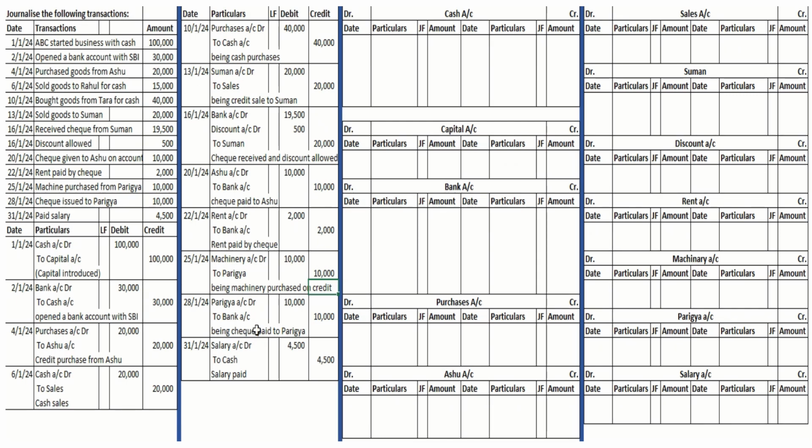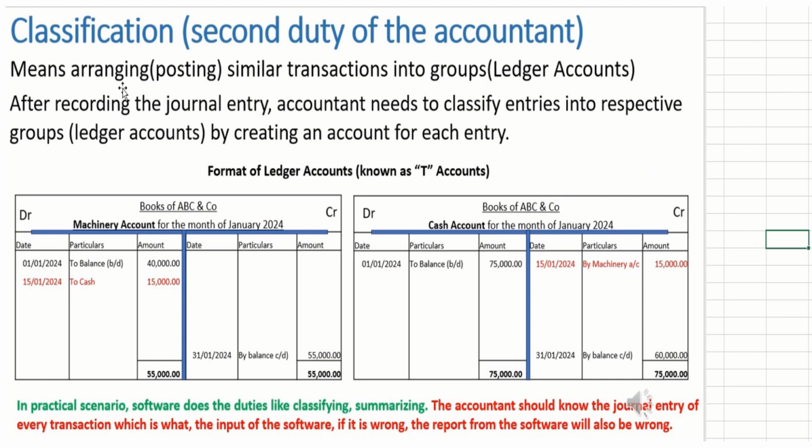Hi friends, today we can start preparing ledger accounts. This is the second duty of the accountant. It means arranging similar transactions into groups. After recording the journal entry, the accountant needs to classify entries into respective groups.